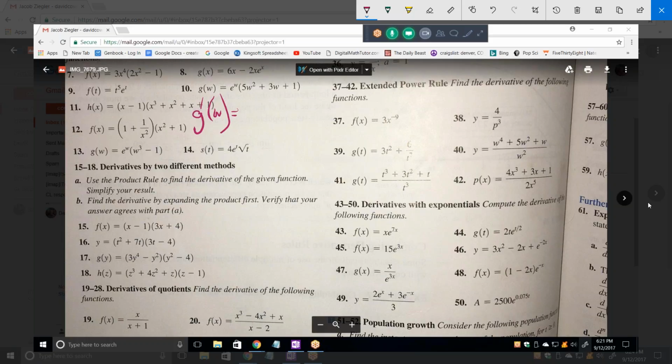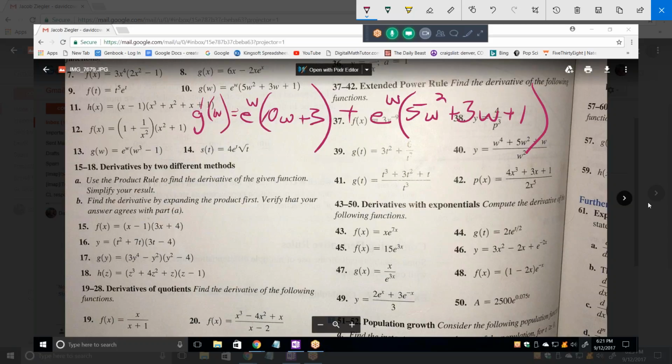Okay. So, I would start with e to the w times 10w plus 3, plus e to the w times 5w squared plus 3w plus 1. And yeah, this one, there might be a reason to multiply it out.